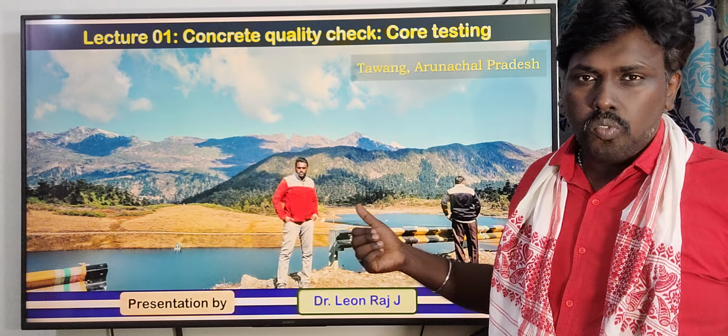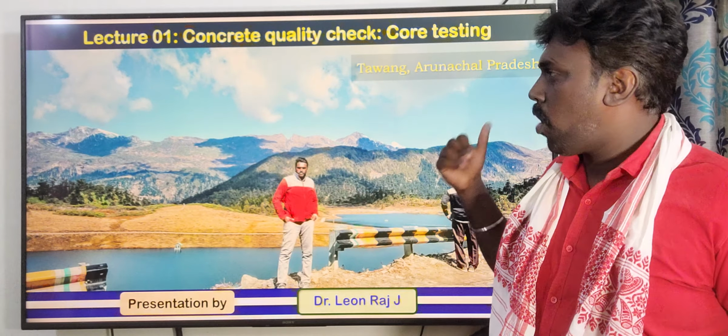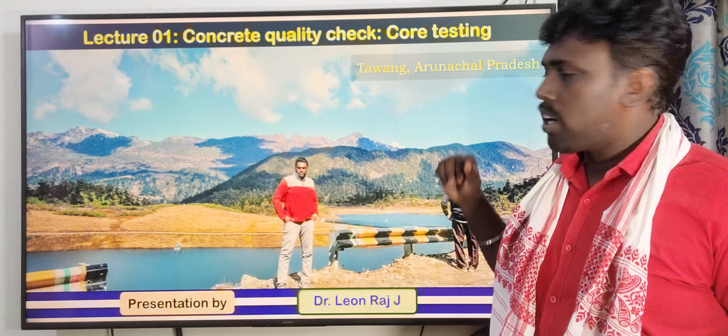This is a photograph taken at Tawang, Arunachal Pradesh. In view of promoting Northeast tourism, I just posted this photo here.